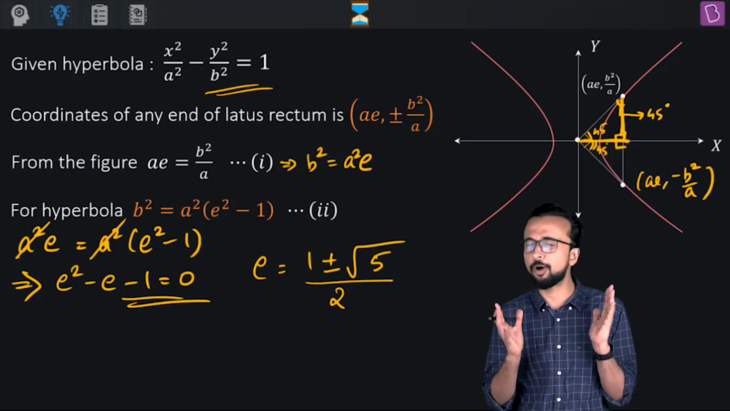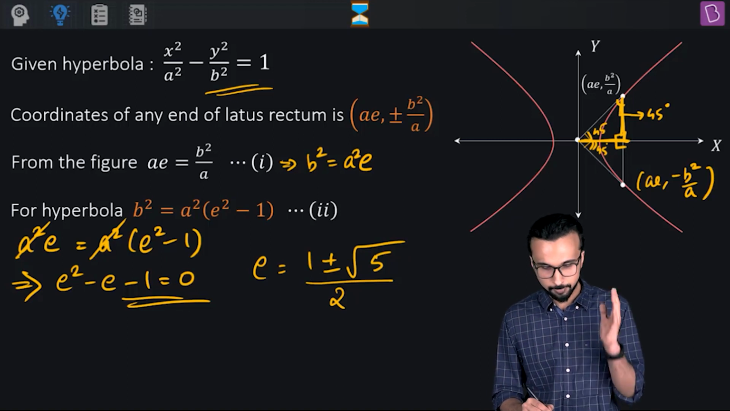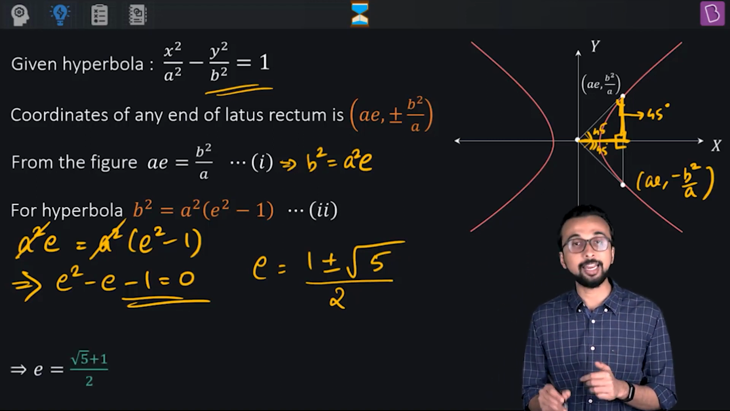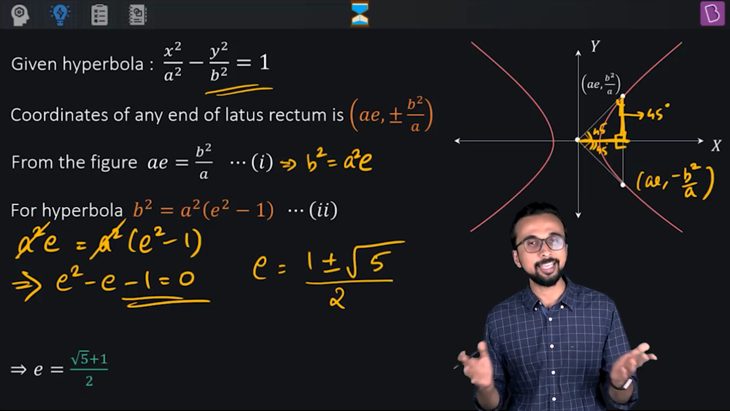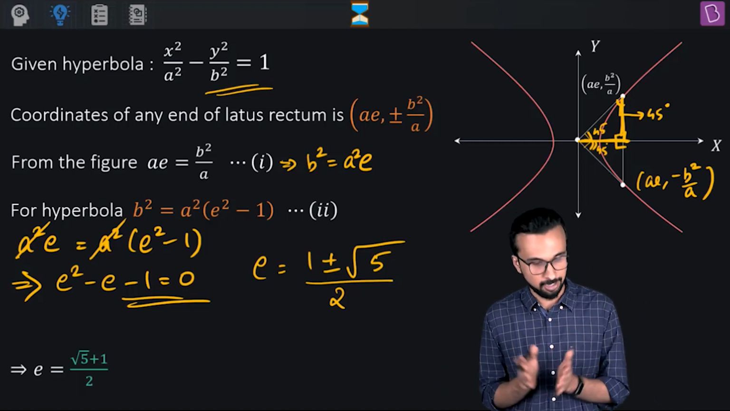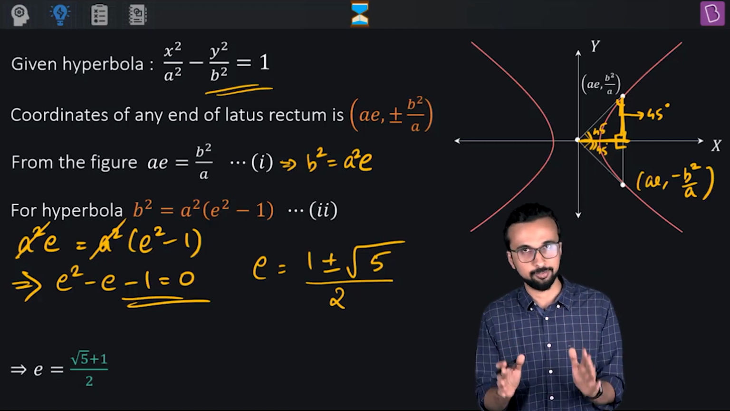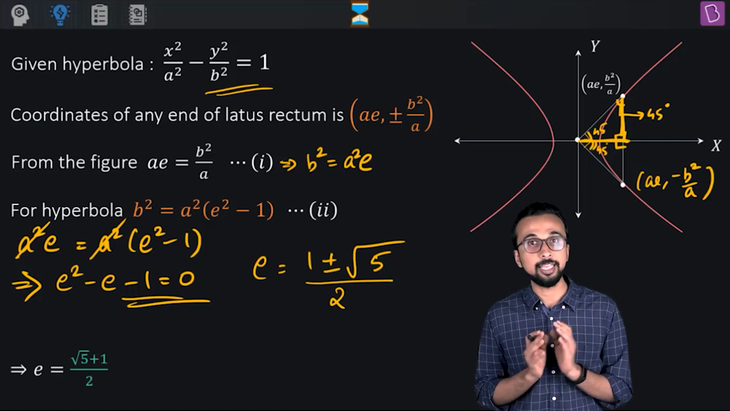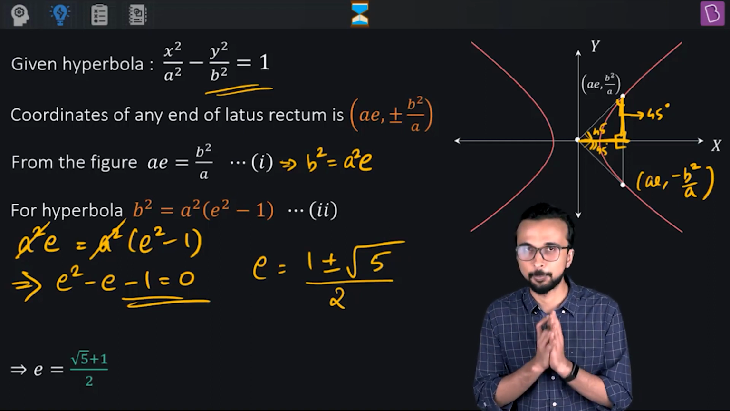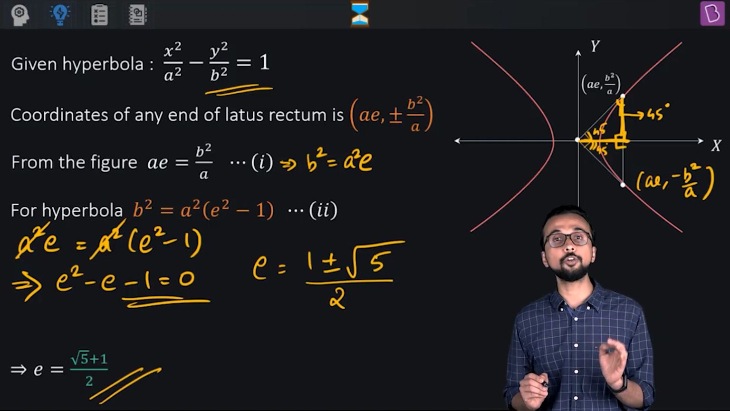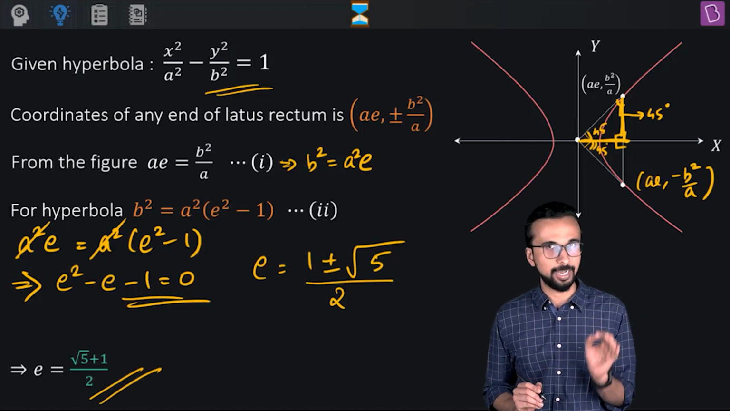Which one do we take? We obviously take E equal to 1 plus root 5 by 2. Why is that the case? If I take 1 minus root 5 by 2, E becomes negative. Remember, for a hyperbola or for any conic, E will be positive. And for a hyperbola in particular, E has to be greater than 1. Alright, so the value of eccentricity I get is root of 5 plus 1 by 2.